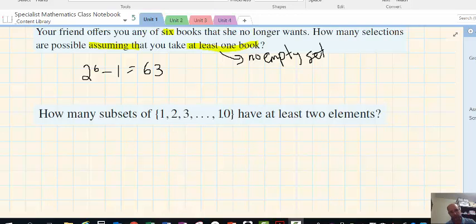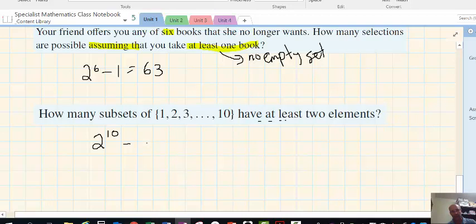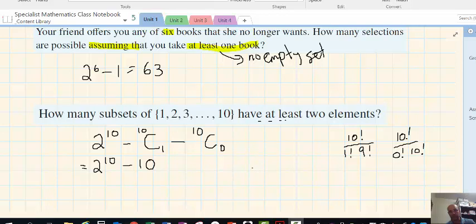Lastly, we have an interesting one here. How many subsets of the integers 1 to 10 have at least 2 elements? If we didn't have this stipulation, we would have 2 to the n, which would be 2 to the 10, but we have at least 2. So that means we need to get rid of subsets that have 1 element. That's an nCr, isn't it? From 10, choosing one at a time, so that's out. And likewise the empty set is out as well, choosing zero at a time.